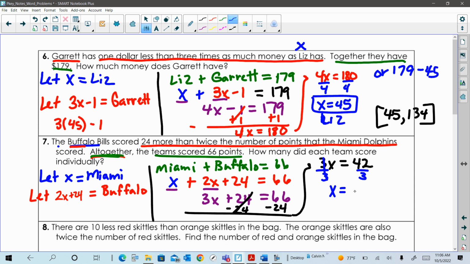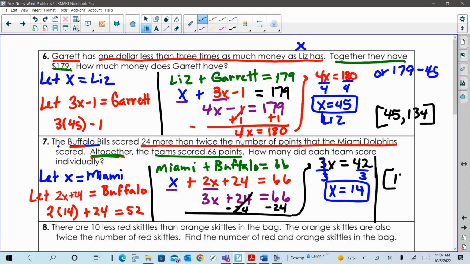So x equals, did y'all divide? What's Miami's score? Yeah, 14. Alright, so if Miami scored 14 points, what did Buffalo score? It should be 2 times 14 plus 24. Yeah, it's 52. So our bracket is 14, 52.